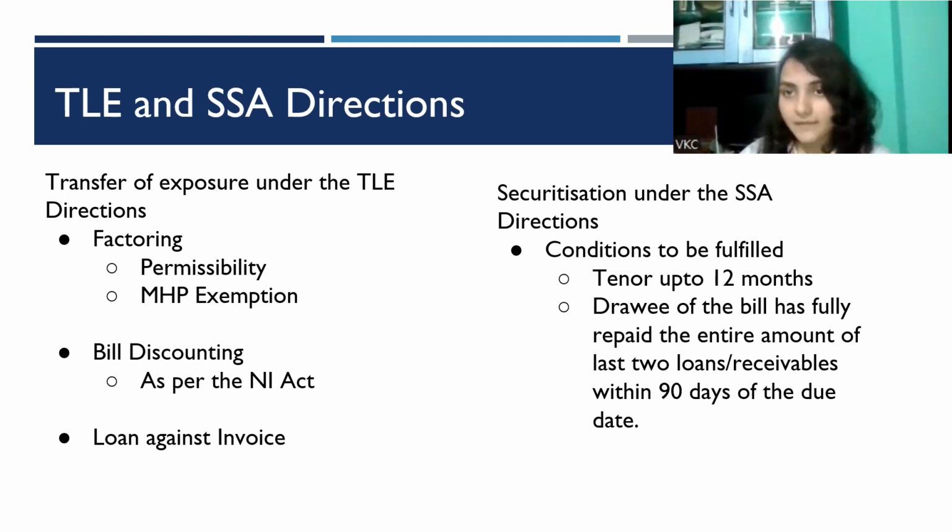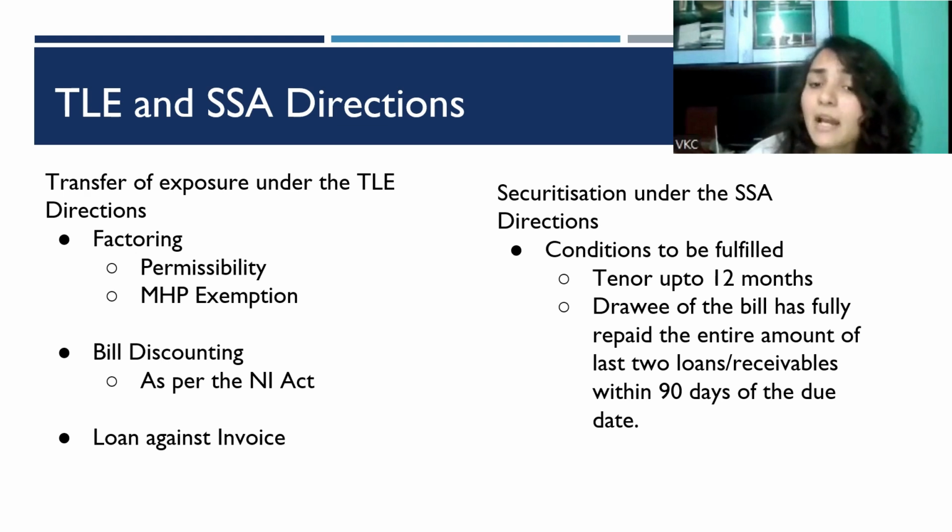Factoring, as discussed previously, involves a financial institution registered as a factor with the RBI purchasing a business's accounts receivables and advancing money against them. Under the TLE directions, that is the transfer of loan exposure directions issued by RBI, receivables acquired as a part of factoring business can indeed be transferred to another financial institution.